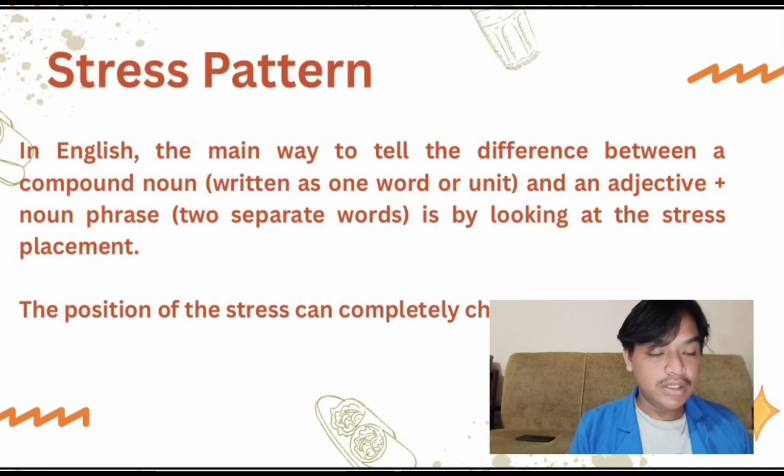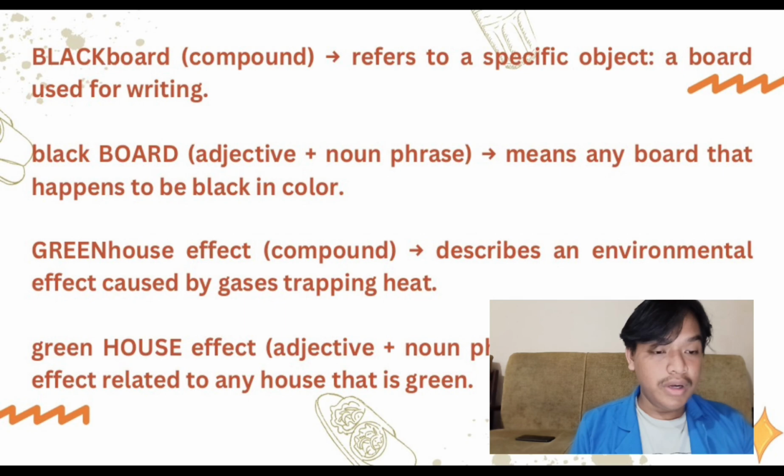The next slide is stress pattern. The position of stress can also change meaning in English compounds. Blackboard, a compound noun, means the board for writing. Black board, adjective plus noun, means any board that is black in color. This shows how pronunciation can indicate whether something is a compound or just a phrase.